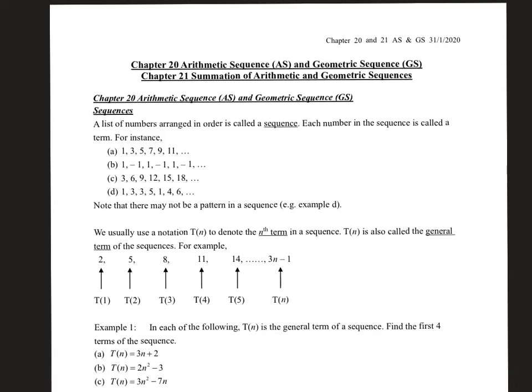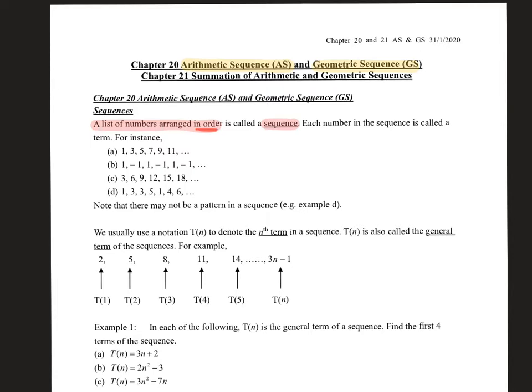In this chapter, we'll be talking about two important sequences. One is called arithmetic sequence, which we call AS, and the other one is called geometric sequence, which we call GS. So let's begin with the word sequence first. Sequence itself means a list of numbers arranged in order. So please pay attention to the words "in order." We have an order with the numbers: the first one, the second one, and the third one.